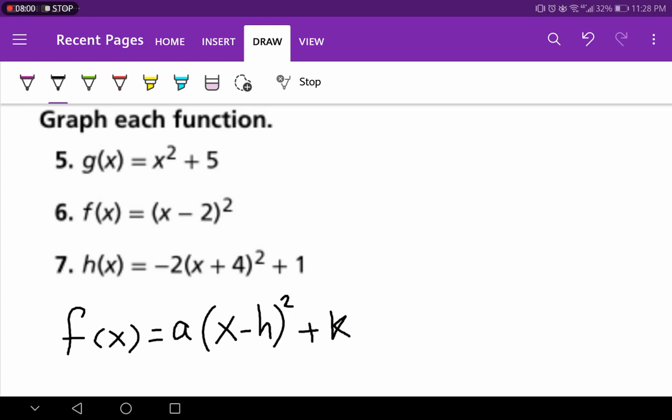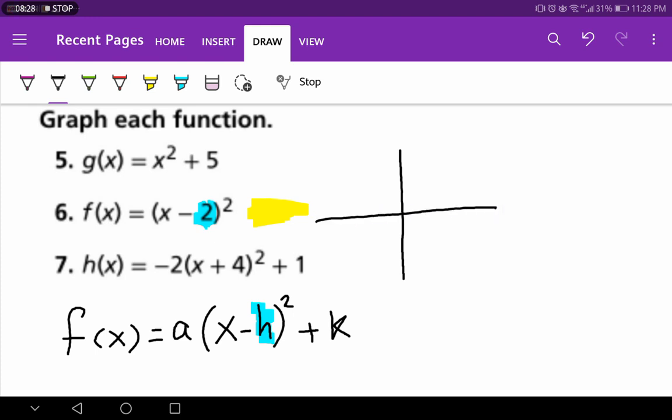As you see here, there is no k whatsoever. So I don't go up or down, but I have h here, and h is equal to 2. That means I have to move to the right 2 steps. So I'll draw the graph like this.